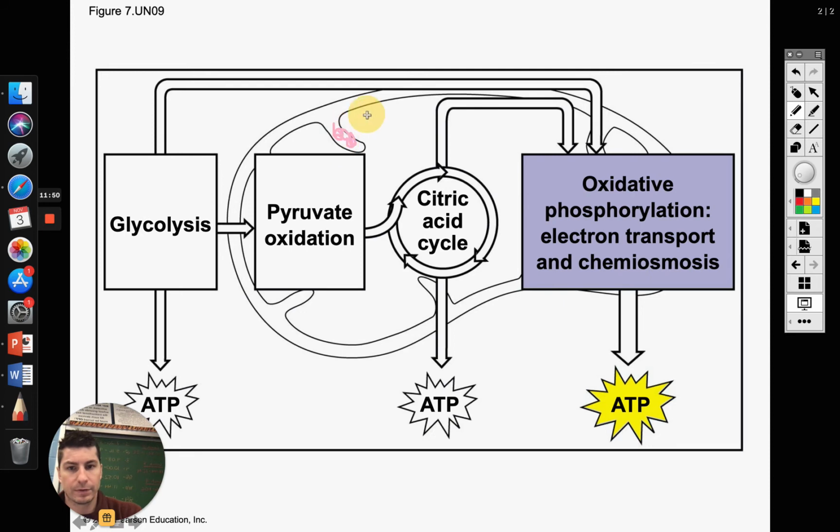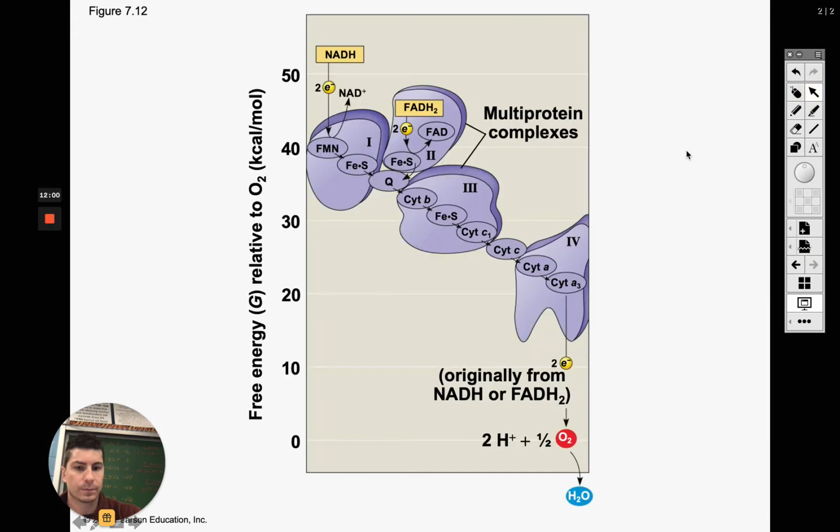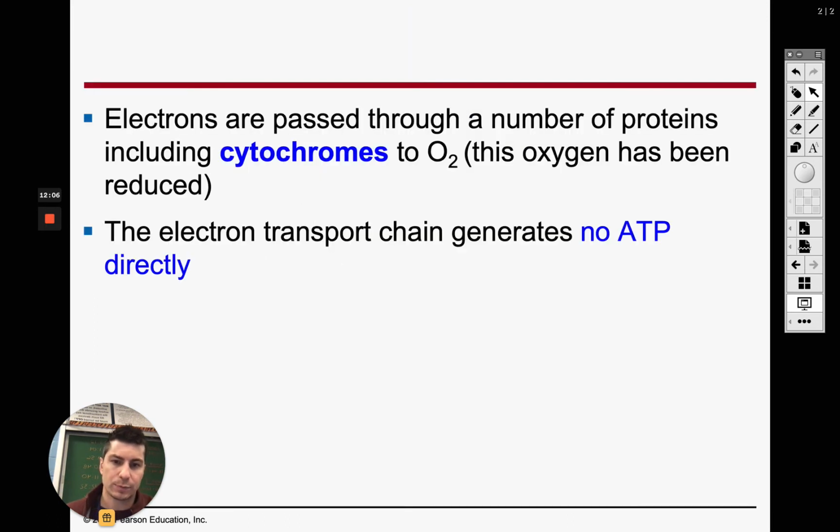We're going to be moving from the matrix to the area in between the outer and inner membrane and back in and back out, okay? And you'll see in the diagram that we're going to go over. Okay. So here is the book's diagram of the electron transport chain.